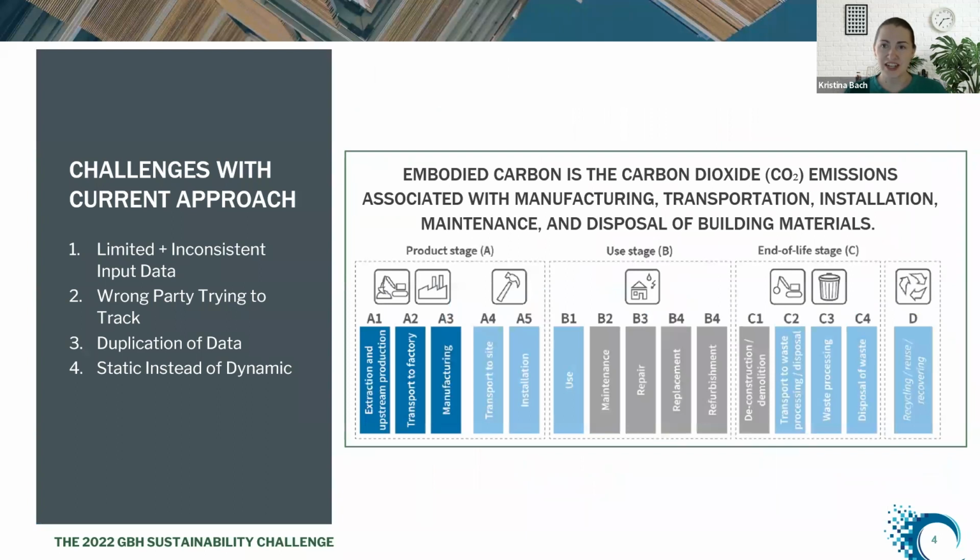There's a couple different challenges with this approach that we're going to go over, but before we do, I just want to remind everyone what all is supposed to be in that definition of embodied carbon. So embodied carbon is supposed to be that carbon dioxide emissions associated with all the manufacturing, transportation, installation, maintenance, and disposal of building materials. Everything that goes into making the product, to you installing the product, to you using the product, and then how you're going to get rid of it at the end of its life. All of these stages, A through C, are supposed to be included.